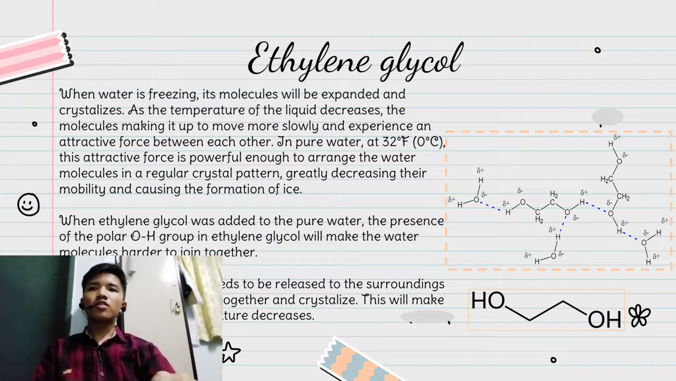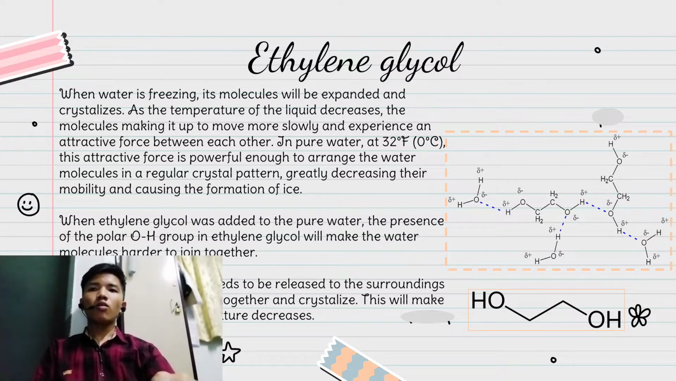So, when water is freezing, its molecules will expand and crystallize as the temperature of the liquid decreases, causing the molecules to move more slowly and experience an attractive force between each other. In pure water, at 32 degrees Fahrenheit, which is 0 degrees Celsius, this attractive force is powerful enough to arrange the water molecules in a regular crystal pattern, greatly decreasing their mobility and causing the formation of ice.